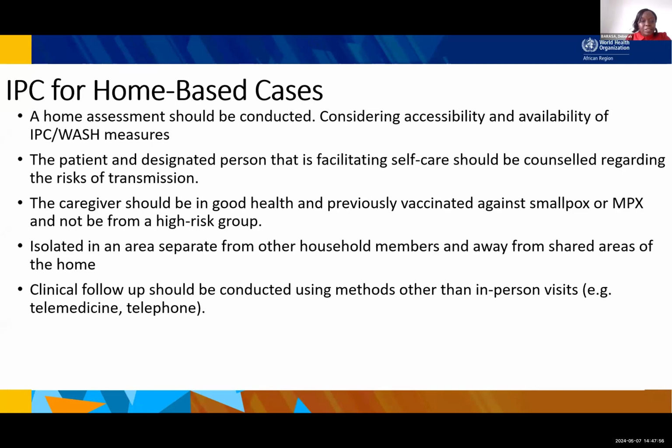Okay, sorry for that. The patient and designated persons need to be taught on self-care, and the caregiver needs to be in good health. They need to be vaccinated against smallpox and monkeypox. We should identify people who are from high-risk groups, because they are likely to have severe infection. So we isolate them in a separate area from other household members and away from shared areas. Clinically, these patients can also be followed up through telemedicine or telephone.